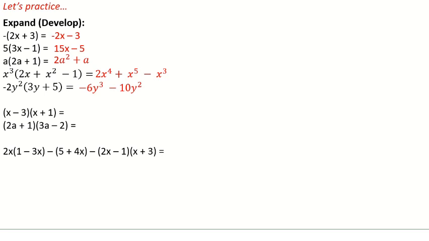Now I'm going to multiply minus 2y squared times 5. So minus times plus, it's minus. 2 times 5, it's 10. And y squared times nothing because we don't have any other variable, so we keep it as it is.